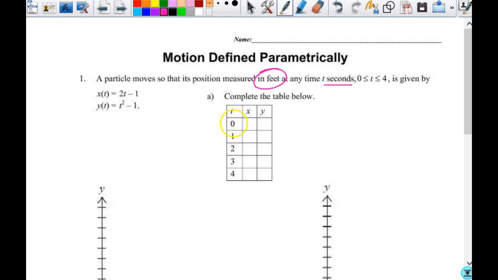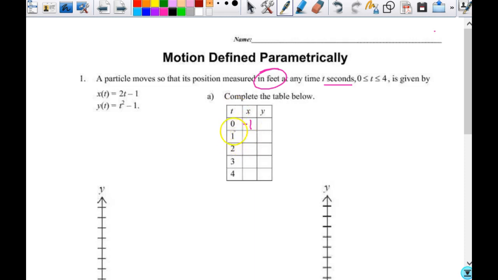So if t is 0, x is what? -1. If t is 0, y is what? You want to do all the x's first? Is that better? Is that why you're stumbling? Okay, let's do all the x's.